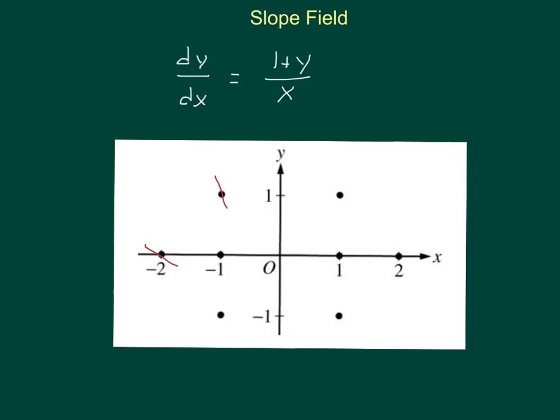pointing down there. Now what I'd like you to do at this point is pause the video and calculate slopes for each of the other points that you see on this graph. So you want to do one for the points at negative 1, 0, negative 1, negative 1, 1, 1, 1, 0, 1, negative 1, and 2, 0. So pause the video, put those slopes on there, and when you come back, we'll compare your results with what I have.